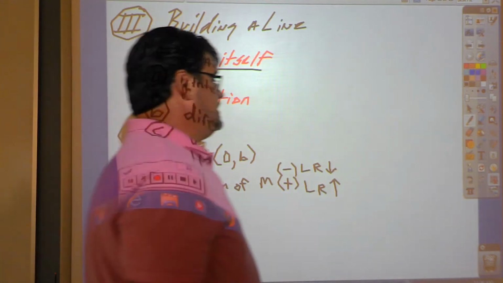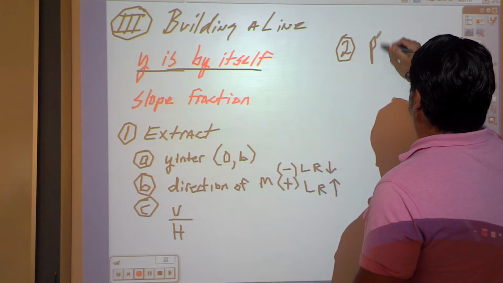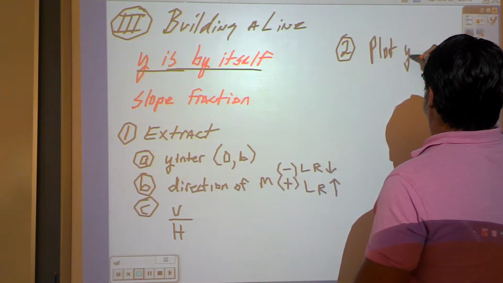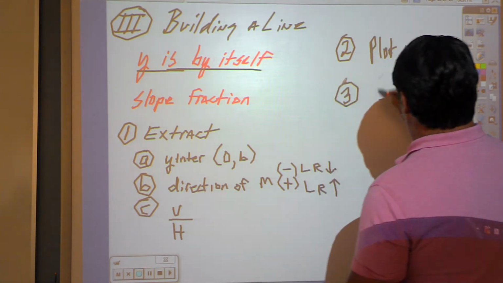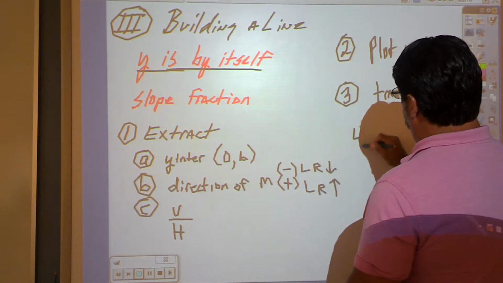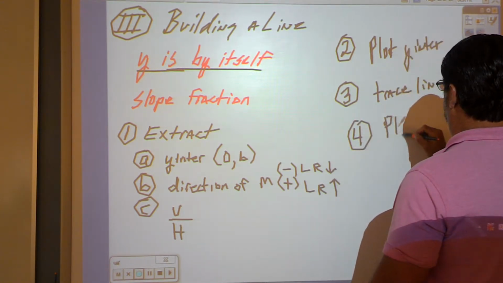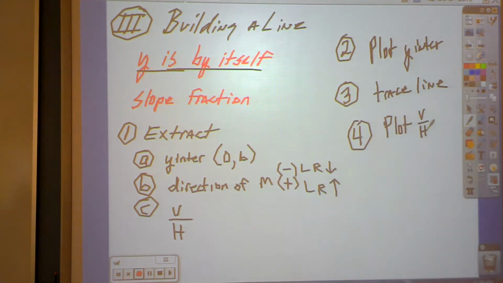And then what's the second step? After you pull out the information, the second step is plot the y-intercept. 3, draw a trace line. And 4, plot your vertical over your horizontal. What's next to the M where it says plus or minus, what's the L on? Left to right.